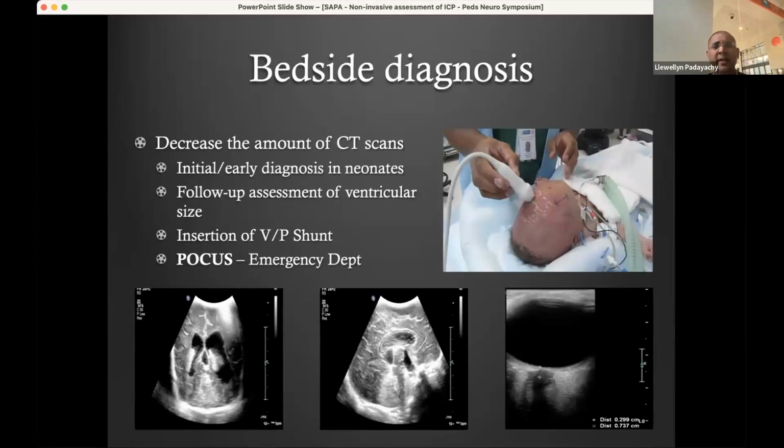This is just demonstrating, in a kid with an open fontanelle, how useful it is to image across the fontanelle. That's what the ventricles look like in a coronal. You can see the third ventricle. In a sag, you can see all the way down to the brainstem here, the prepontine cistern. Again, I just showed what the nerve sheath diameter looks like. I'll speak a little bit more about that just now.